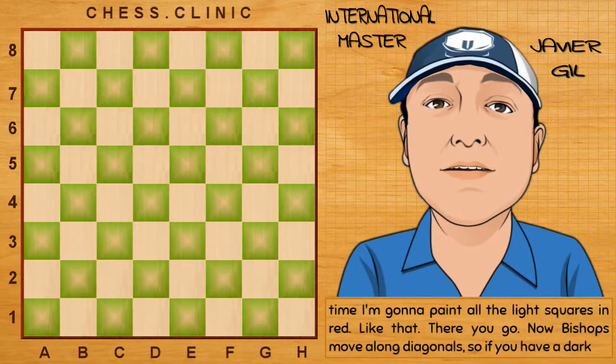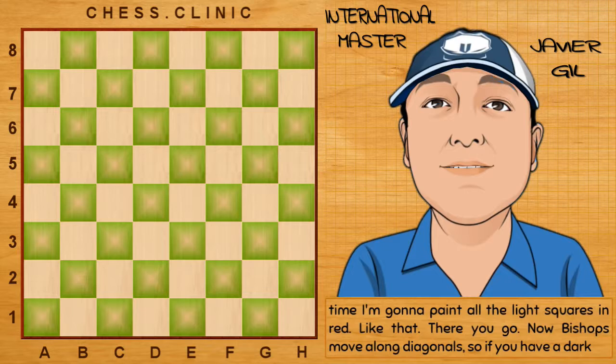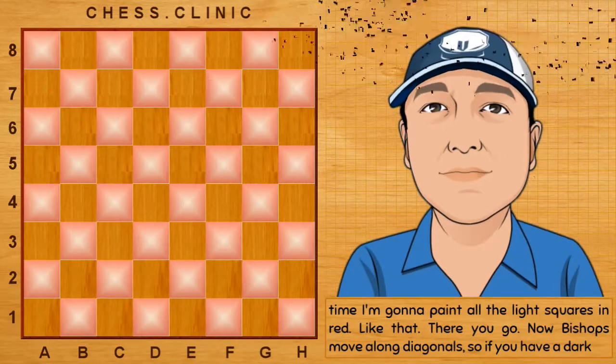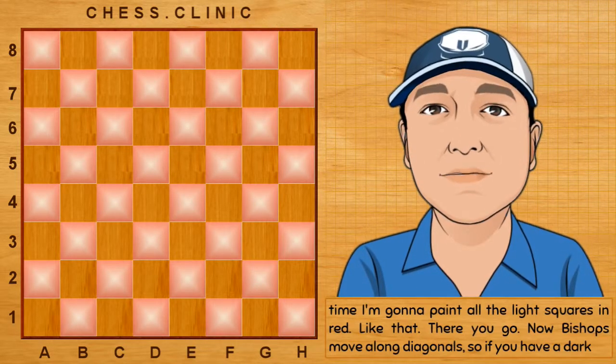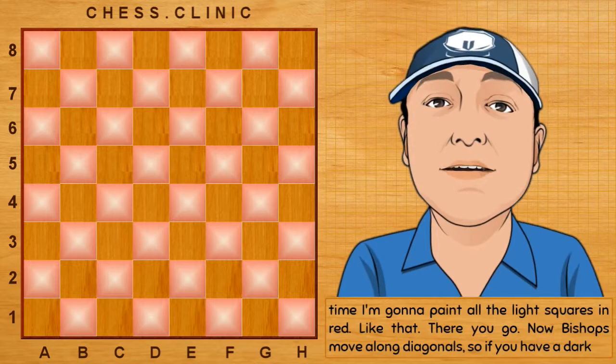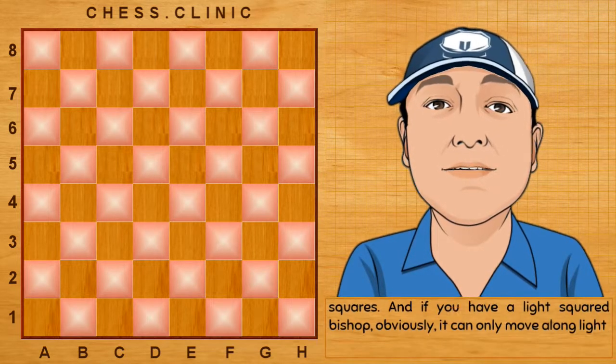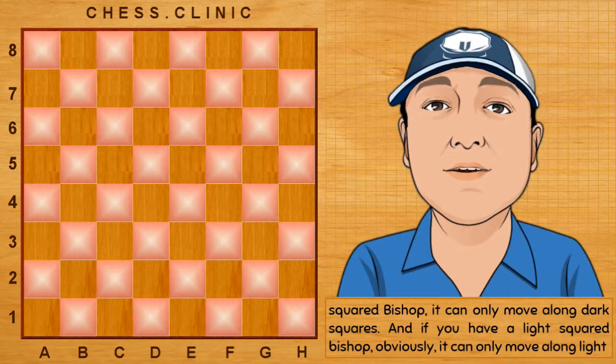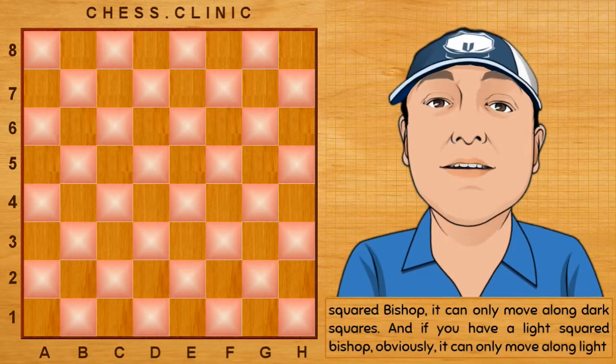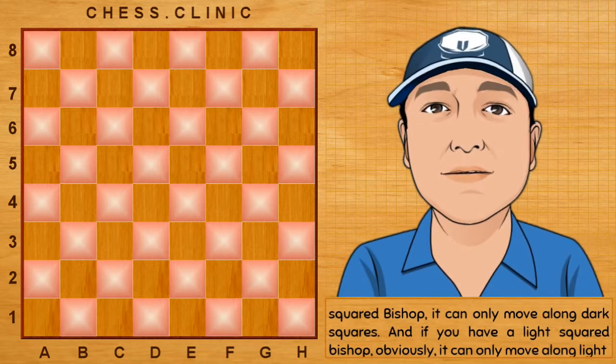Good, I've done a good job, I think. And this time I'm going to paint all the light squares in red, like that. There you go. Now, bishops move along diagonals. So if you have a dark square bishop, it can only move along dark squares. And if you have a light square bishop, obviously it can only move along light squares.